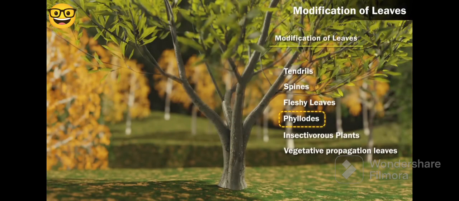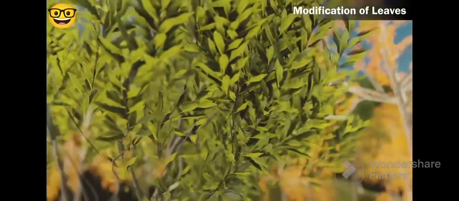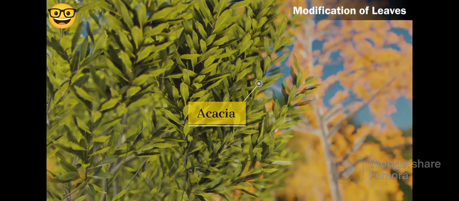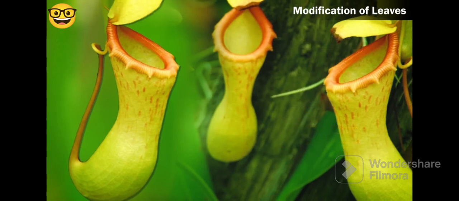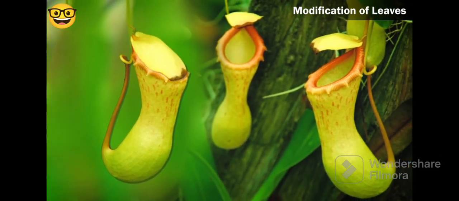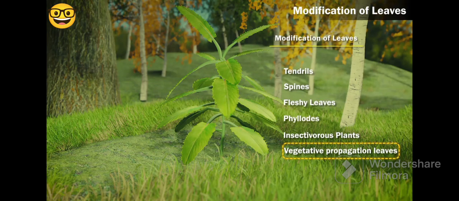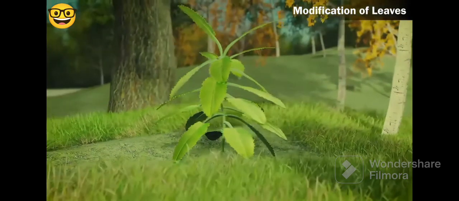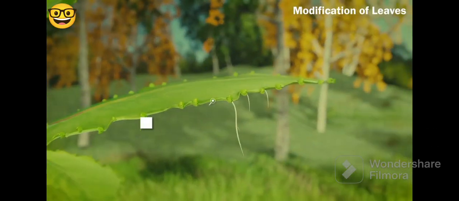4. Phyllodes. The petiole turns green and produces food. Example, acacia. 5. Insectivorous plants. In some plants, leaves form pitchers to trap insects. 6. Vegetative propagation. Buds form at the edges of leaves. They get separated and form adventitious roots. Example, bryophyllum.